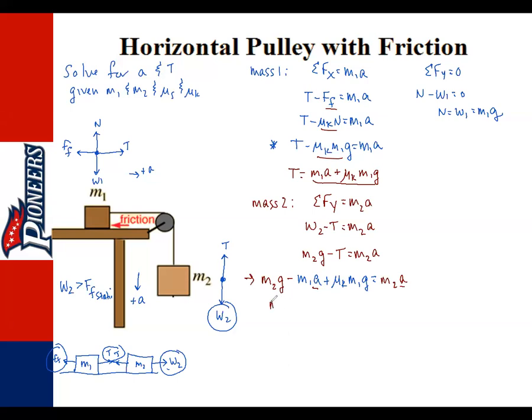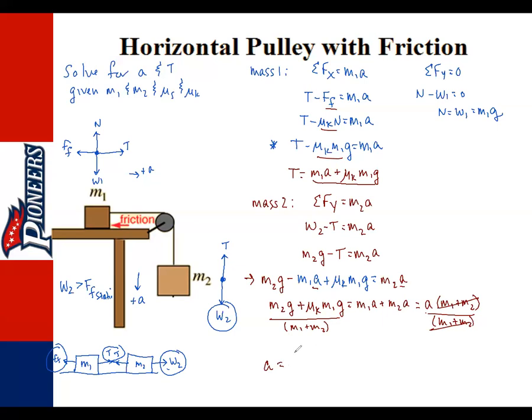Which means I need to get everything with an A on the other side, just like I did before. Everything else can stay where it is. So I'm going to take this term and bring it to the other side, right? And then this was what I had before on the other side. And what did I do? Well, I factored out the A. And now I want to solve for A. So that means I'm going to divide both sides by the sum of the masses. But I have to do it to this side also. So that all cancels out.